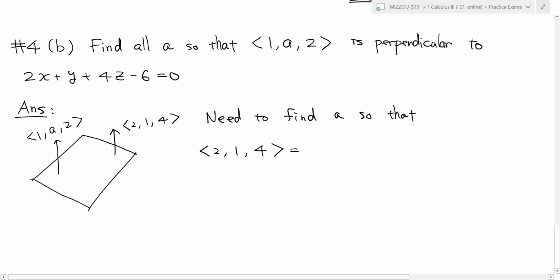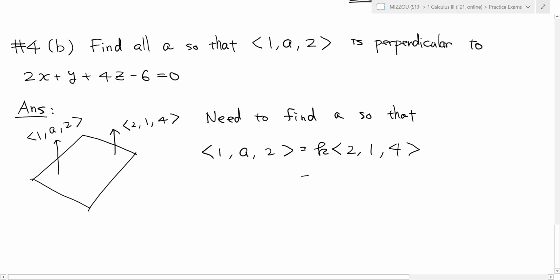But what do you mean by parallel? Well, parallel means one is a scalar multiple of the other. Let me just change the order. This vector is parallel to this: if you extend or shrink one of the vectors, you get the other vector. That's the meaning of parallel. So we need to have this.